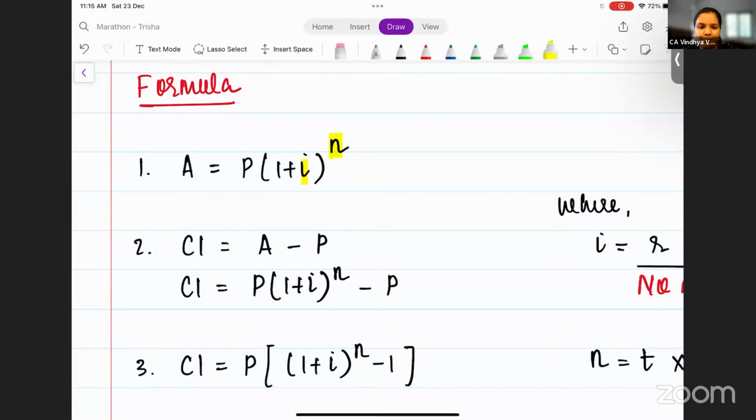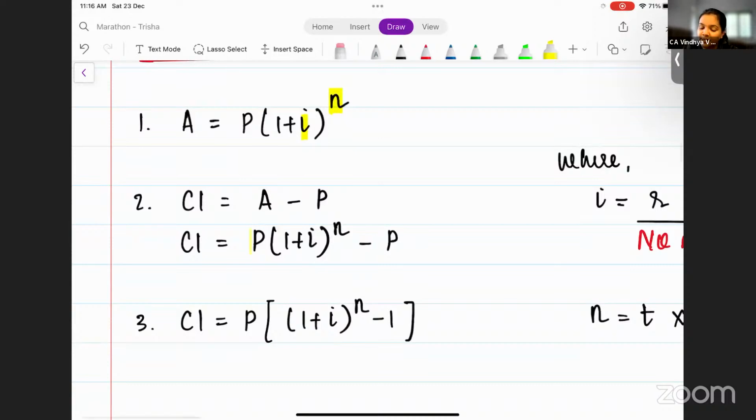What is I and N? What is compound interest? Amount minus principal, right? So amount here is P into 1 plus I to the power N and principal is P. So once you minus them, you will get the compound interest formula. You take this P common, you'll get P into 1 plus I to the power N minus 1. So these are the important formulas from exam point of view. Okay? Thank you for the confirmation.